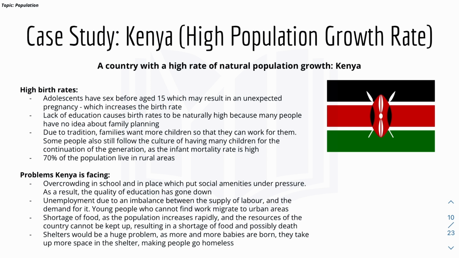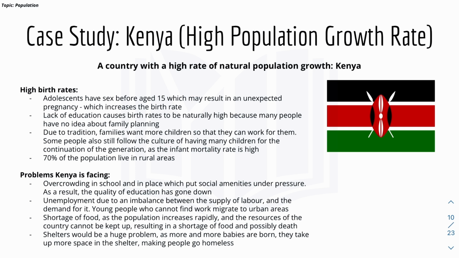And here is some information on the high birth rates in Kenya. This is due to adolescents having sex before age 15, which may result in an unexpected pregnancy, and this increases the birth rate. This also links to the lack of education. And as mentioned in previous slides, due to tradition, some families would like to have more children so that they can work for them, like on the farm, or due to culture. And 70% of the population live in rural areas.